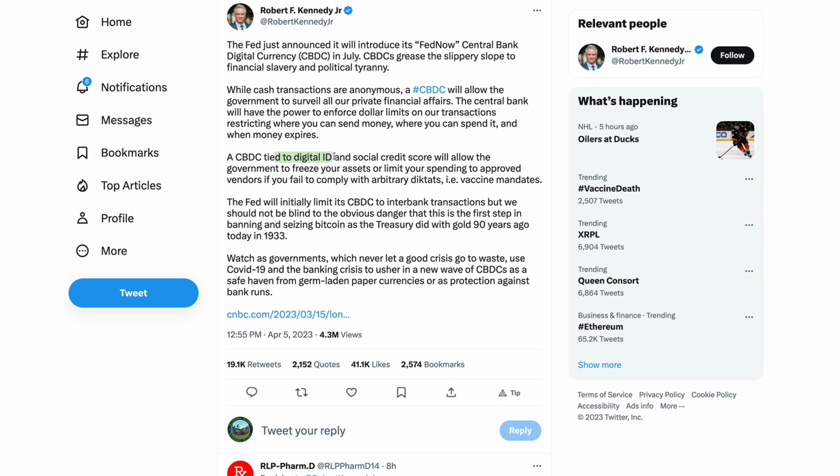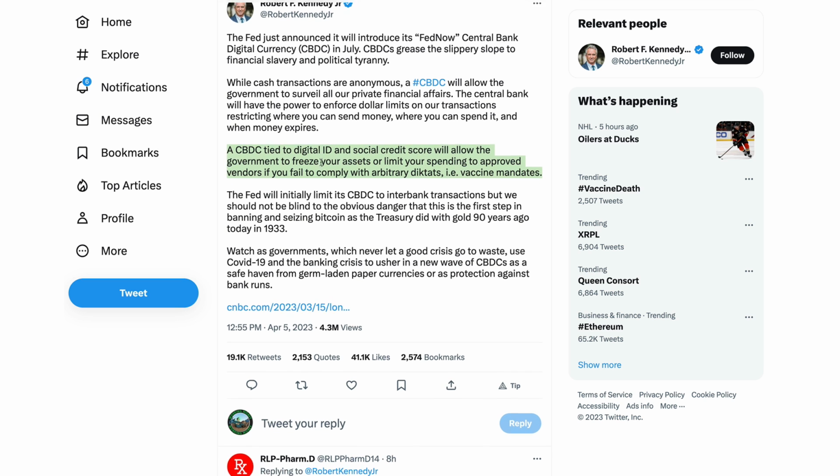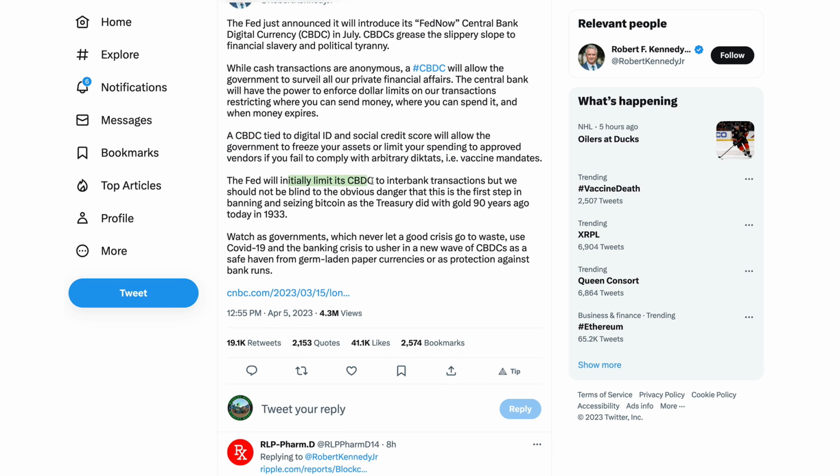A CBDC trial, okay, and then he goes into a digital ID, social credit score, all that stuff that we have been hearing about. The patents, too, associated with the World Economic Forum that are also promoting this digital ID technology. The Fed will initially limit its CBDC to interbank transactions, but we should not be blind to the obvious danger here. Essentially, the fact that they can control us with this.